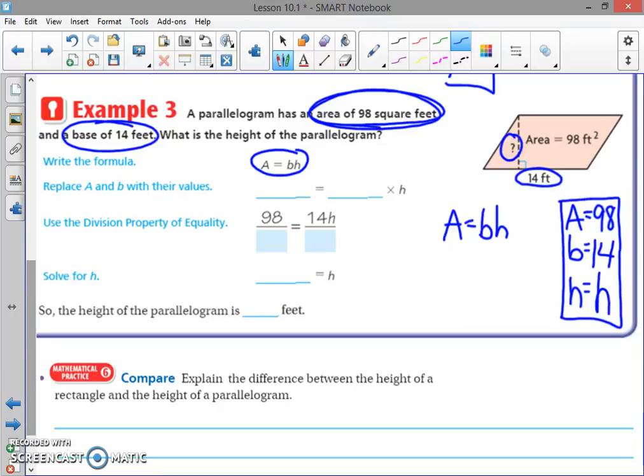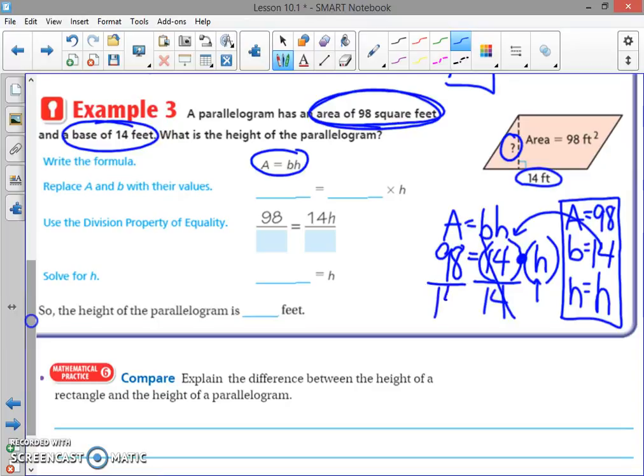So height is going to stay height. Then we're just going to plug in. B gets parentheses, H gets parentheses, and now we're just plugging in. B is 14, H, we don't know. But what we do know is that to get this H by itself, we see multiply, so we have to do divide, which means we have to divide each side by 14. And when we divide each side by 14, we get 7, so the height of the parallelogram is 7 feet.